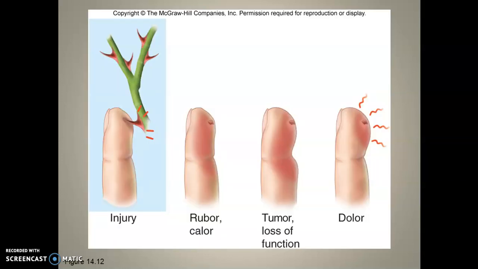So you poke your finger with something, you have some sort of injury. Now you're underneath the surface of your skin, maybe an invading pathogen has gotten past that first line of defense, that physical barrier, right? And an infection starts to develop at that site. We're going to talk about all of the different things that happen with the cells there that are actually going to cause a lot of those symptoms that you feel.